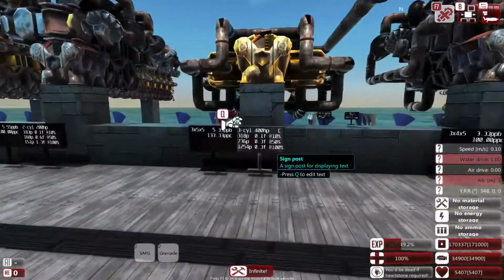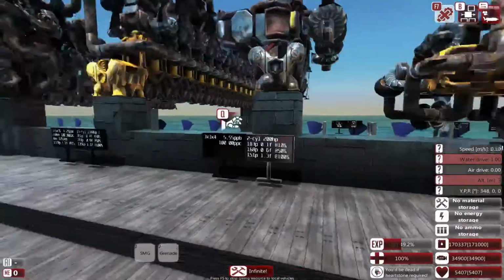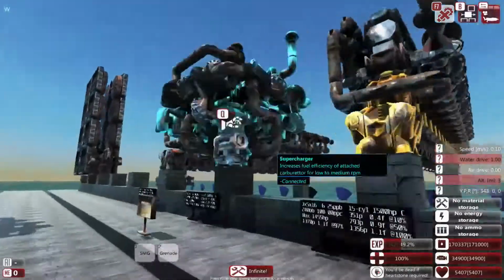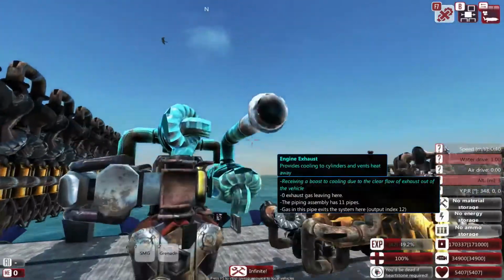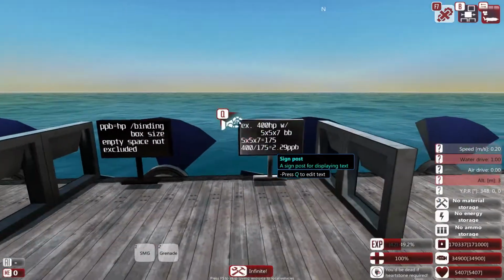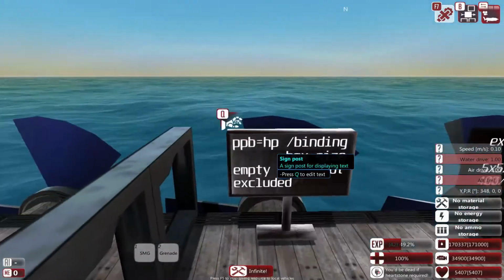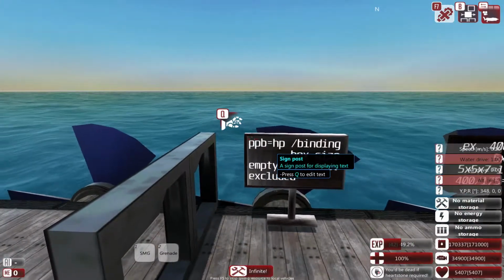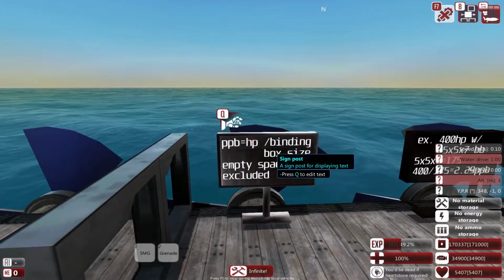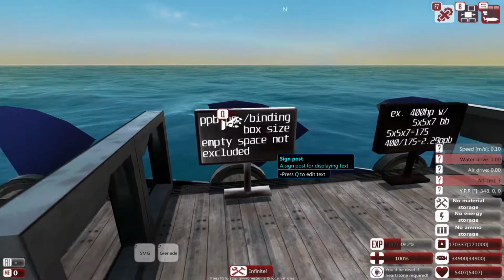Well, it's easy to see that 400 horsepower versus 1600 horsepower in 60 blocks versus 125 is more than half. You know that this motor is more dense. But the easiest way to do it is what the community does, which is use a density rating. We call it the PPB, or power per block.